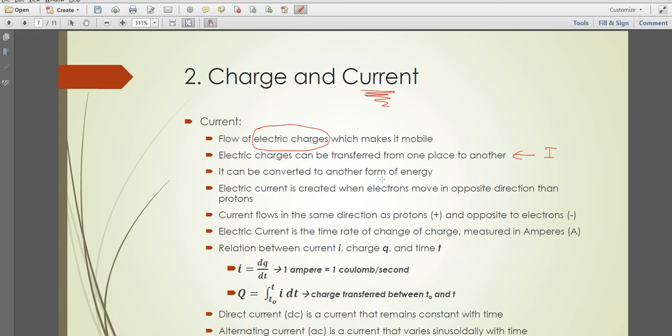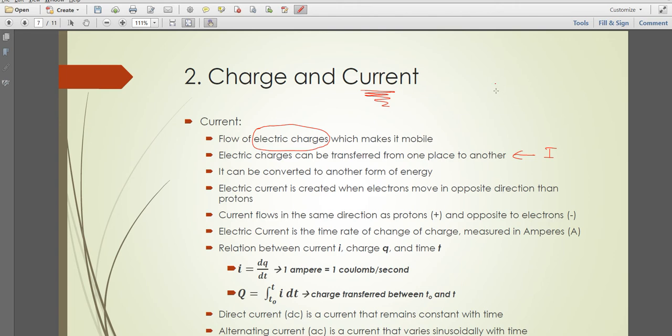Yes, sir. Doctor, for the definition of current, it should be in a closed circuit, right? The flow of electric charge in a closed circuit. Yeah, of course. This will be explained on the circuit itself next time, okay?